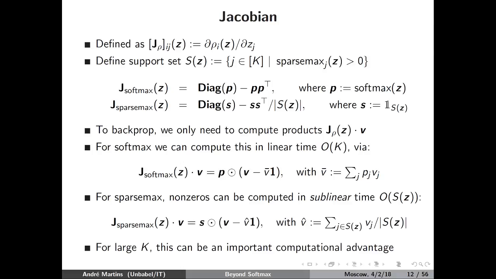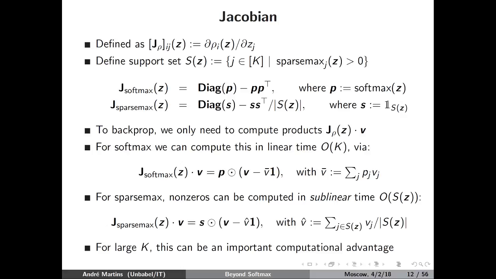So to summarize, for the forward pass, Softmax and Sparsemax have asymptotically the same runtime, even though in practice Sparsemax is a little bit slower because the constant is a little bit worse. But for backpropagating, Sparsemax is faster than Softmax. Is this clear?